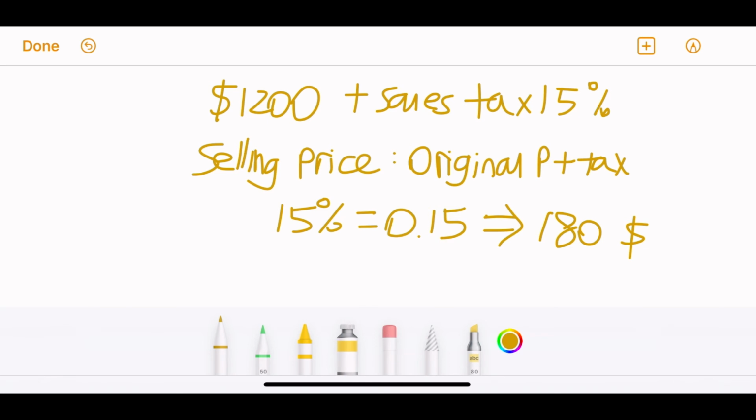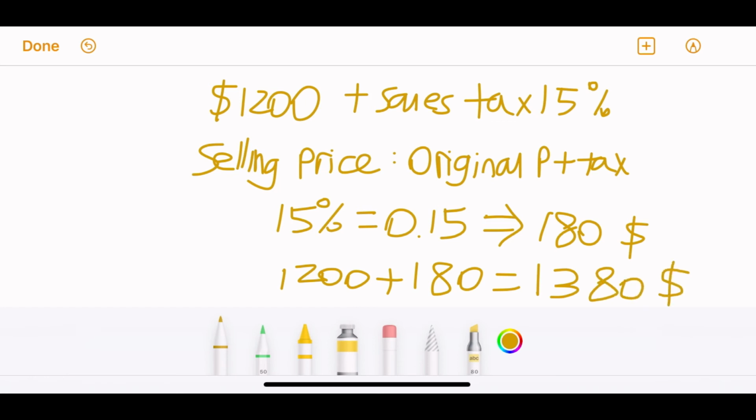If we want to find the selling price, we know it's the original price, which is 1,200, plus the tax, and the tax now we already found it's 180. So when we do this addition, we'll get 1,300. Sorry, 1,380. Right, that's it. That's our selling price.